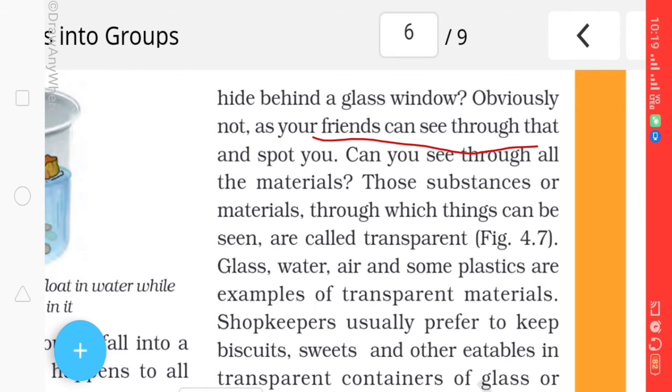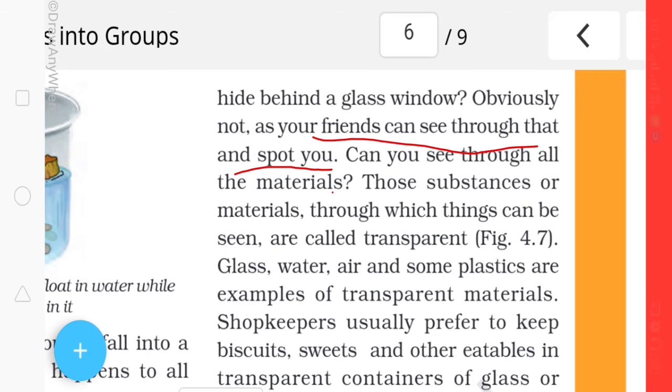Now let's see. Obviously not, as your friends can see through and spot you. Friends can find you, so we do not hide behind the glass. Can you see through all the materials?